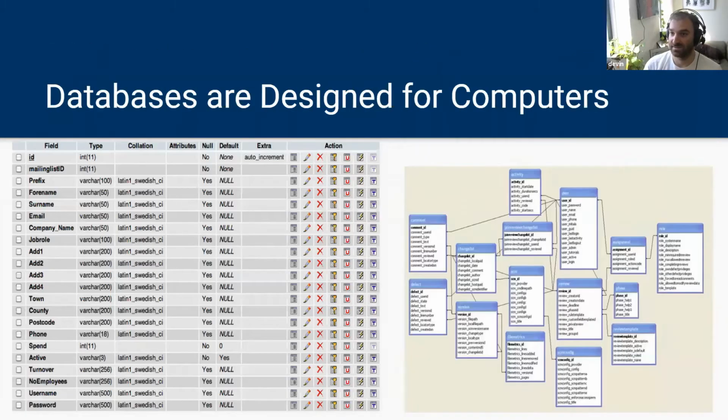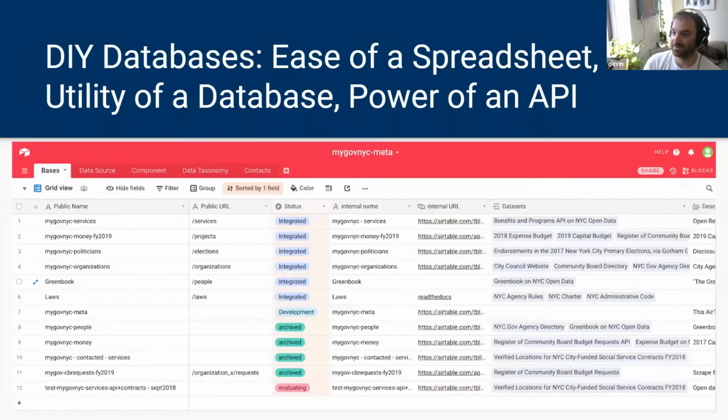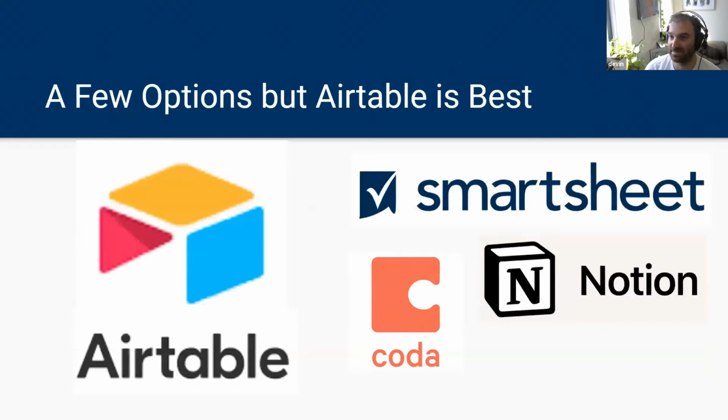Okay, so spreadsheets are for people, databases are for computers. DIY databases, Spreadbases, have the ease of a spreadsheet, the utility of a database, and usually the good ones have the power of an API. API is an application program interface. It allows computers to navigate each other's data.